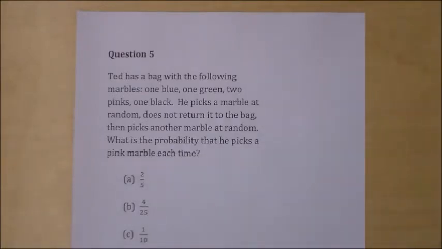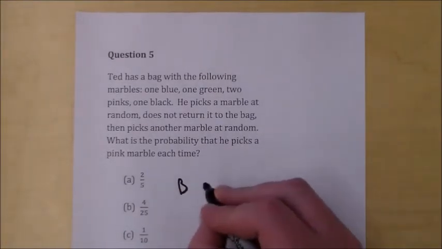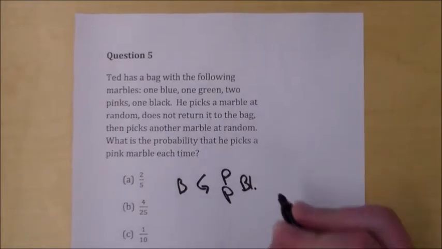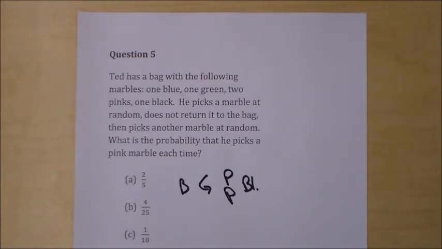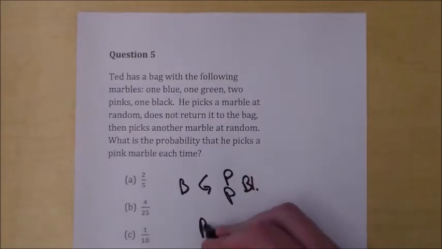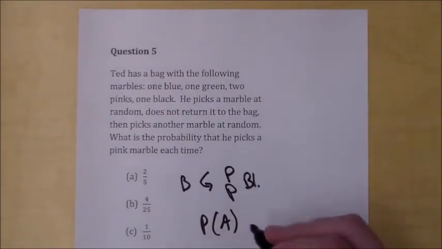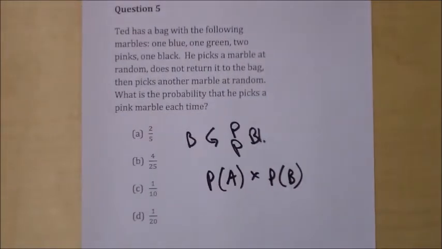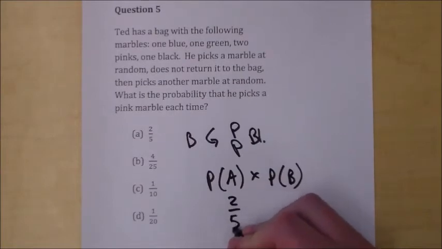Ted has a bag with the following marbles: 1 blue, 1 green, 2 pinks, and 1 black. Okay, he picks a marble at random, does not return it to the bag, then picks another marble at random. What is the probability that he picks a pink marble both times? Again, we have probability of A and B. Probability of A, which is the first picking, times the probability of B, which is the second picking. Probability of A, what's the probability that he picks a pink marble? Favorable over possible is 2 over 5.